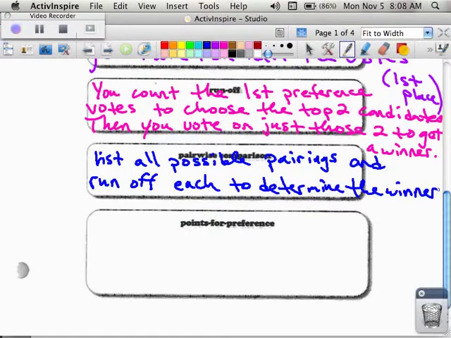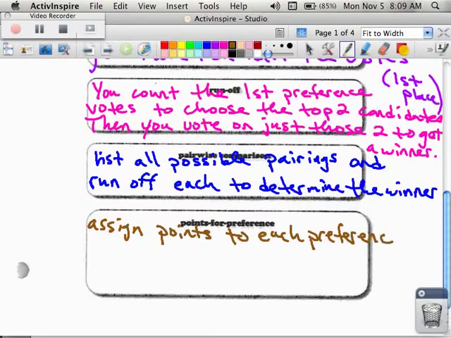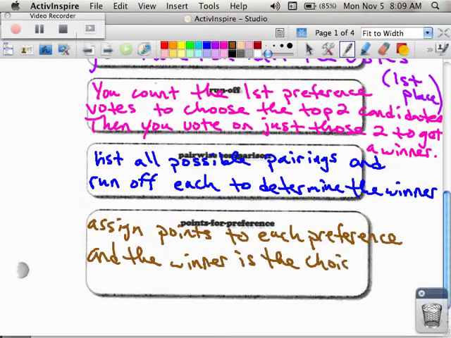And then the last kind is called points for preference. So you assign points to each preference and the winner is the choice with the most points.